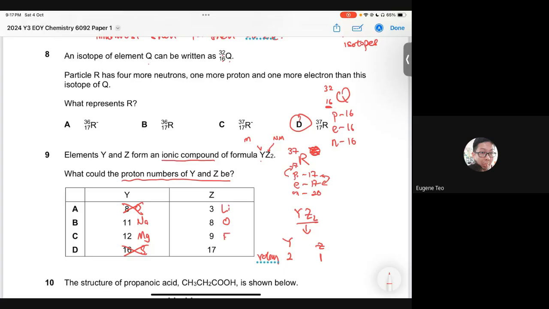Next, Z. So lithium, oxygen, this is fluorine. This will be chlorine. So actually I know A is out already, so I can forget it. D I know is out already, so I can forget it. So I know Z has a valency of 1. So therefore, I know oxygen cannot be the answer because oxygen valency is 2. So therefore, my only answer left is C, where Mg has a valency of 2. Fluorine has a valency of 1. When you do the crossover, you actually get MgF2, which is YZ2.